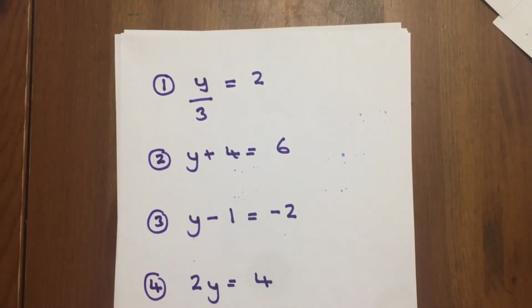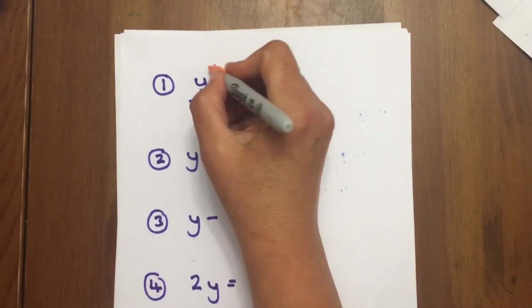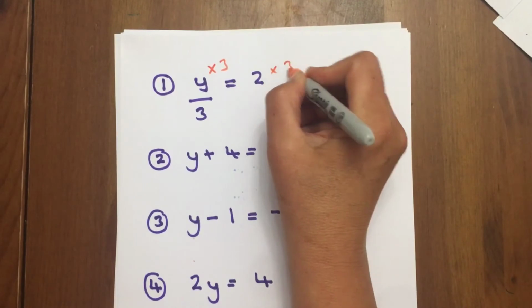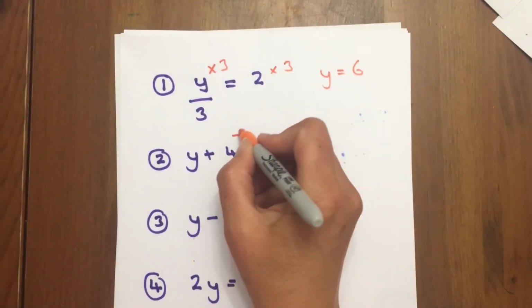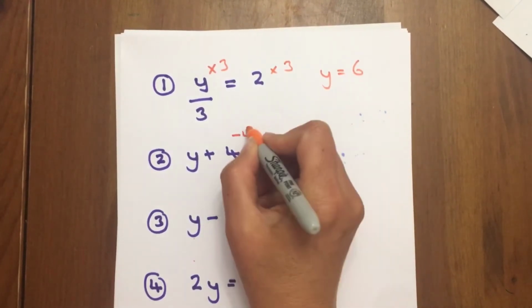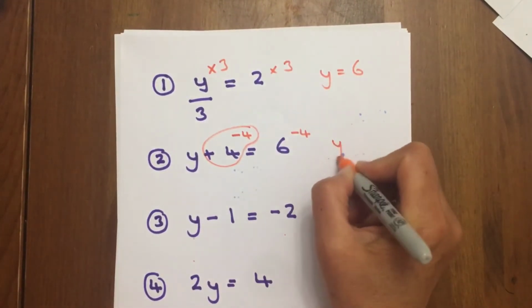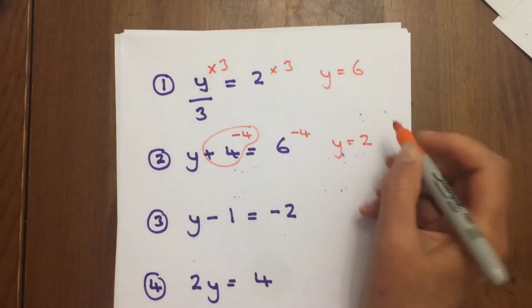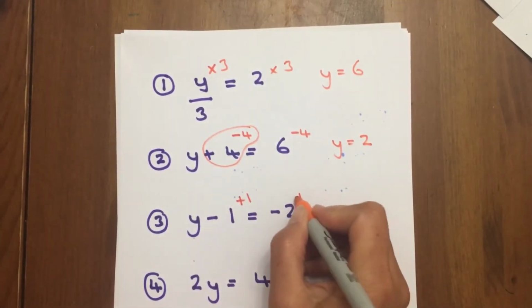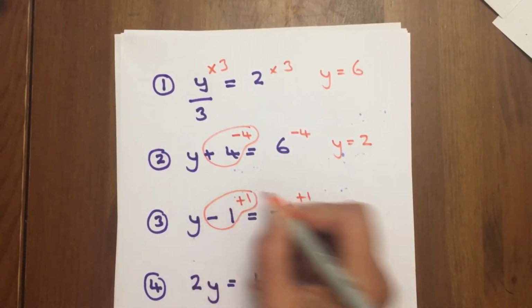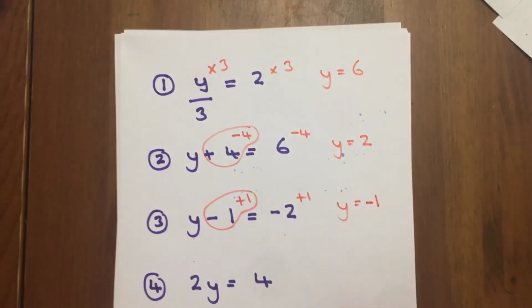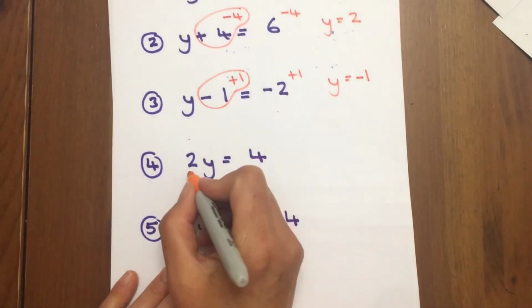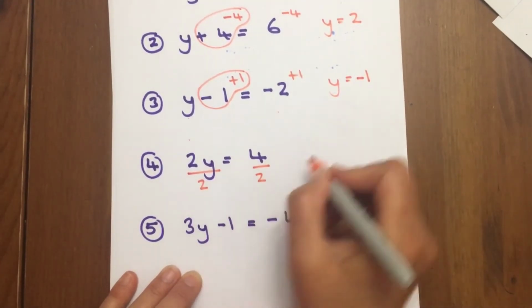Okay, let's go through the answers. Okay, times both sides by 3. Y equals 6. Take away 4 from both sides. These cancel. Y equals 2. Add 1 to both sides. These will cancel. Y equals -2 add 1, -1. Divide both sides by 2.